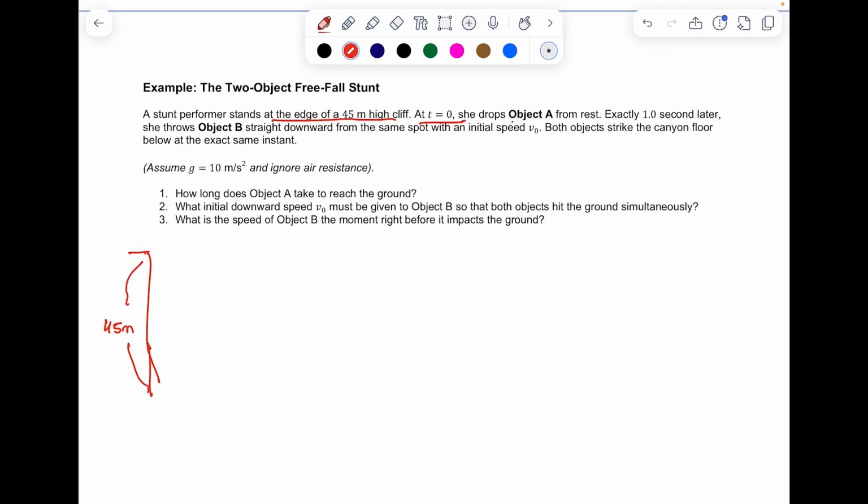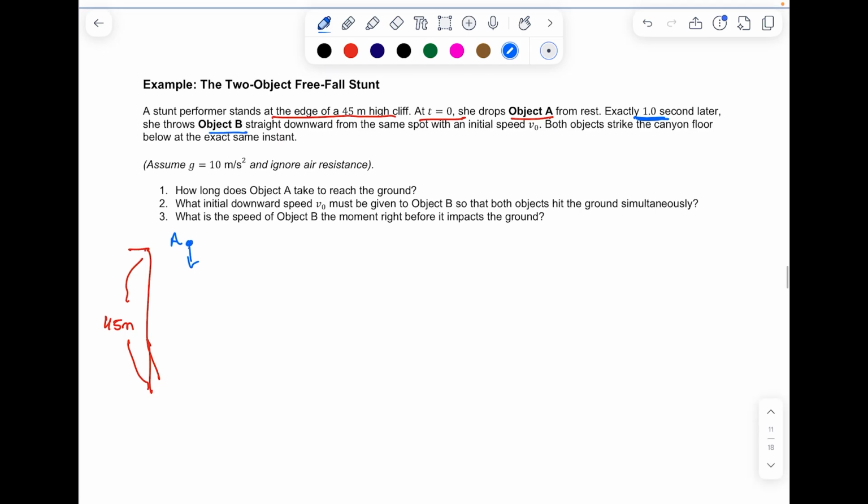At t equals 0, she drops object A. Object A is going to be blue. She's just going to drop it, like a ball. It doesn't have an initial velocity. Exactly 1 second later, object B is thrown straight downward. Object B will be green, thrown down with an initial speed of v naught. Assume g is 10. How long does object A take to reach the ground?